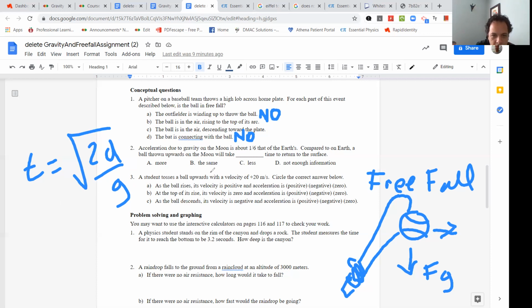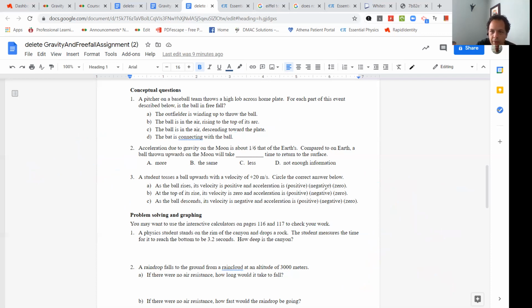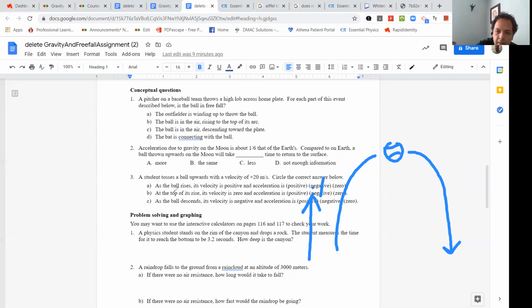A student tosses a ball upwards with a velocity of 20 meters per second. Circle the correct answer below. So we have as the ball rises, let me include all this. So what we have here is we have a ball going up and then it's coming down. And so it says as it's rising, I'll do the first one. As the ball rises, its velocity is positive and acceleration is positive. Okay, so we know on our chart, up is positive, to the right is positive.